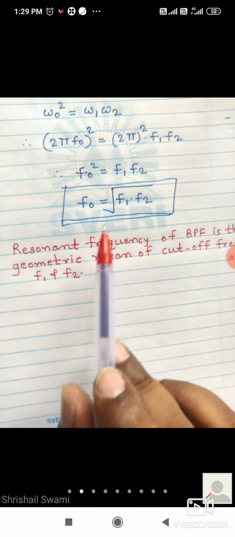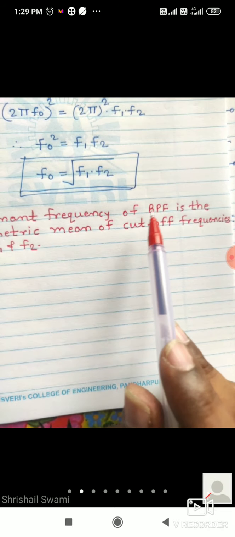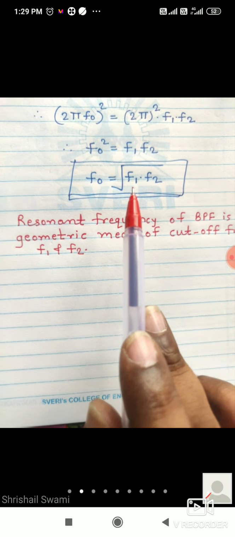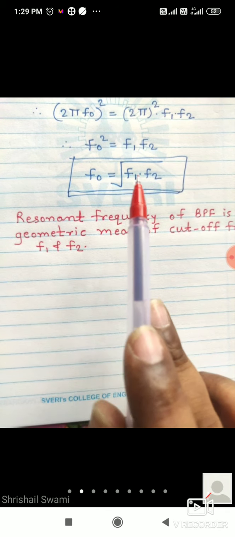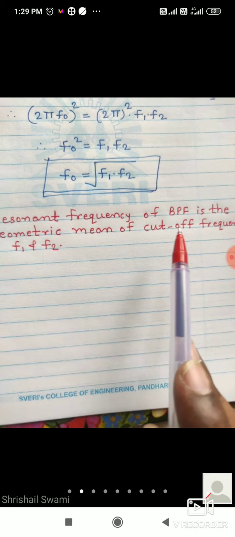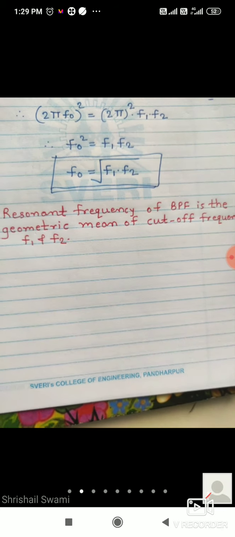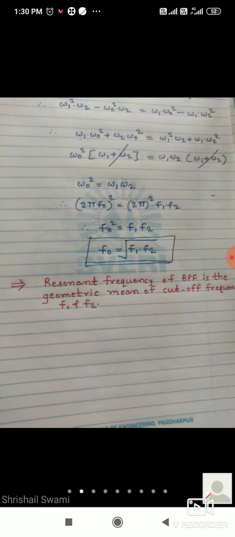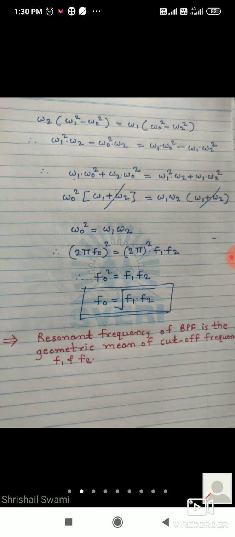So from this equation, what can we conclude? The resonant frequency, that is F0 of the bandpass filter, is the geometric mean, meaning the square root of the product of two cutoff frequencies. That is called the geometric mean. So it is the geometric mean of cutoff frequencies F1 and F2. This derivation was asked for 4 marks. Almost a 2-page derivation will be there. You can once again read it properly.